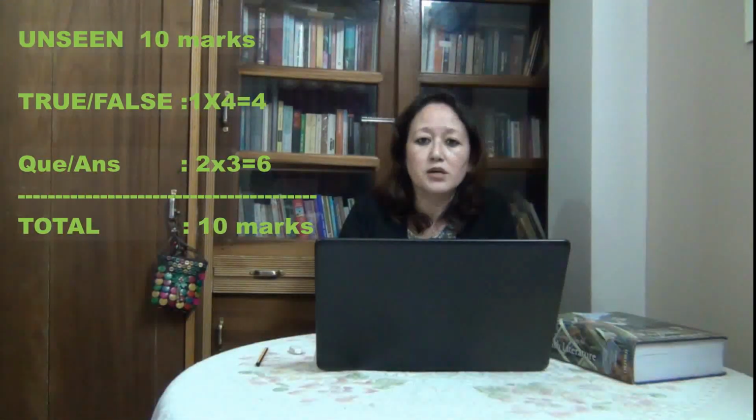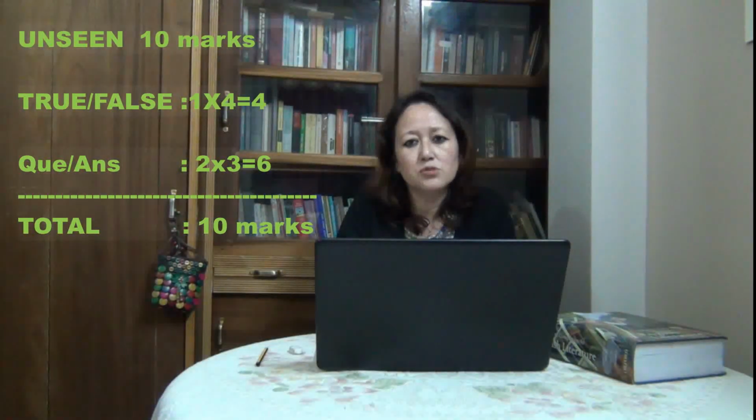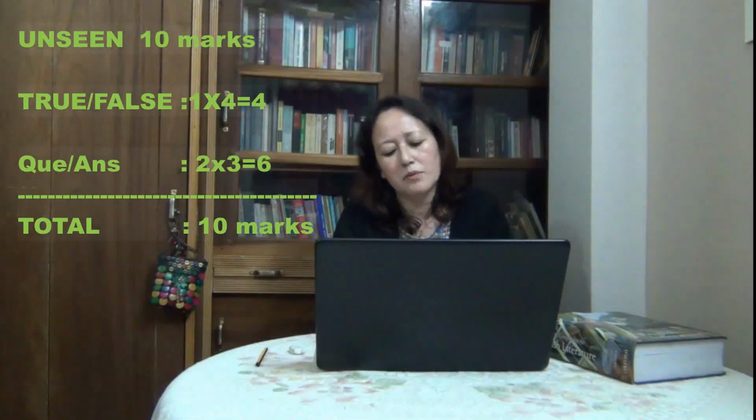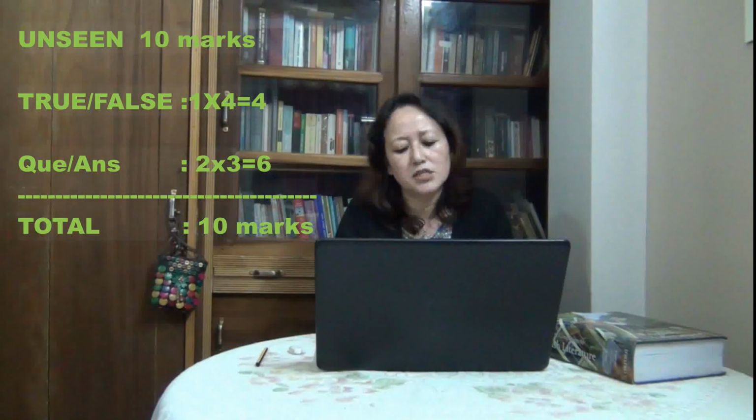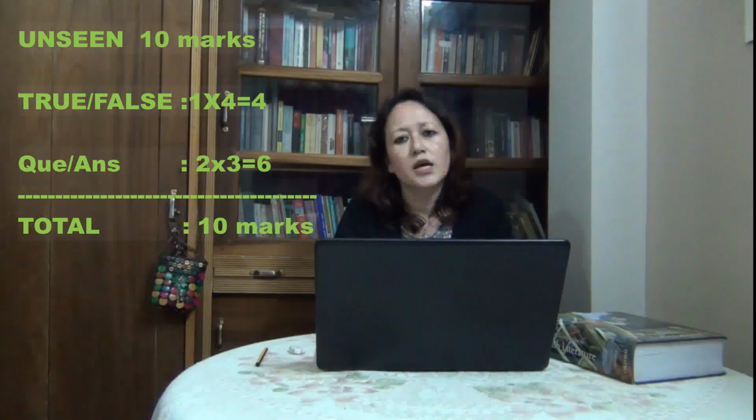Then you have an unseen passage of 10 marks again. You'll be given a comprehension passage, which you've got to comprehend, you've got to understand on your own and answer the questions. The questions will have true and false, 4 marks, and short answer questions. I think you'll be given about 4 or 5 questions, out of which you've got to answer any 3, which carries 2 marks each. Again, it sums up to 6. So 6 marks for your question answers and 4 for your true and false in your unseen passage makes up 10.